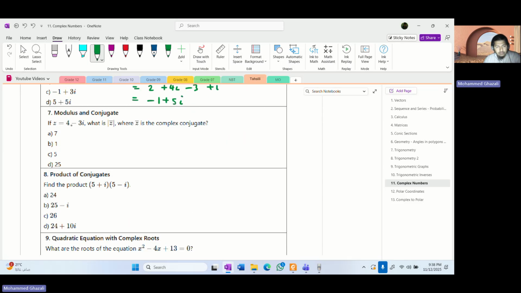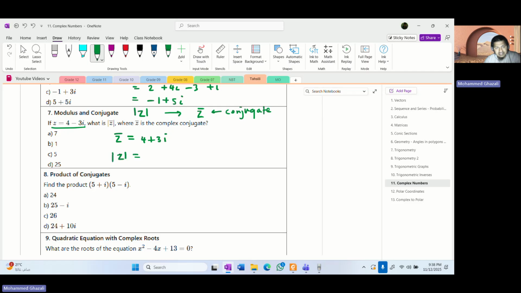z is equal to 4 minus 3i. What is absolute z? Now remember, z with a line is a conjugate. Modulus is absolute, and z with a line is a conjugate. So if you want to find the absolute value of the conjugate, what's the conjugate first? The conjugate is the z with a line. So the conjugate of z is 4 plus 3i. And now you want to find the modulus of this.